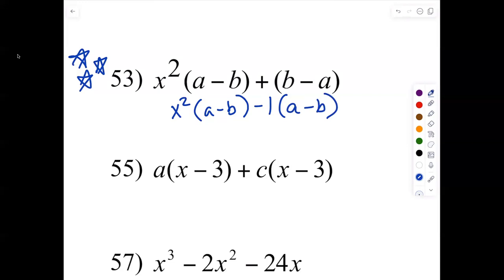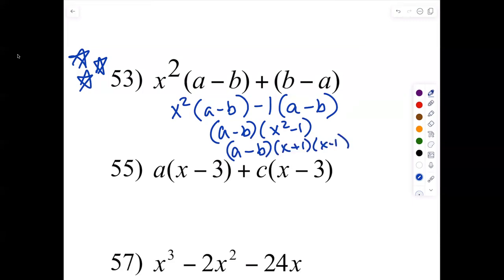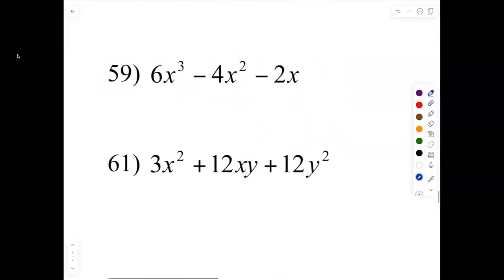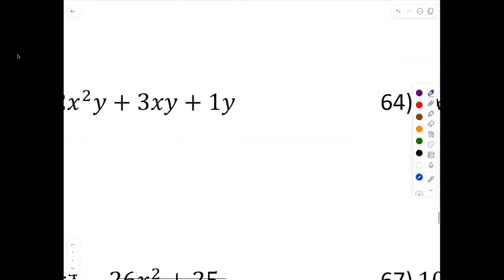Now what's common? A minus b. So we write a minus b and then what? Beautiful. Now x squared minus 1. There you go. So now this is what I'm saying. When you get something so easy, just go x plus 1, x minus 1, and we're on to the next problem. Is everybody agreeing with that? All right. So easy, easy, easy.